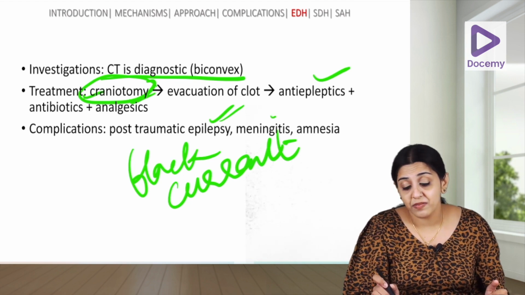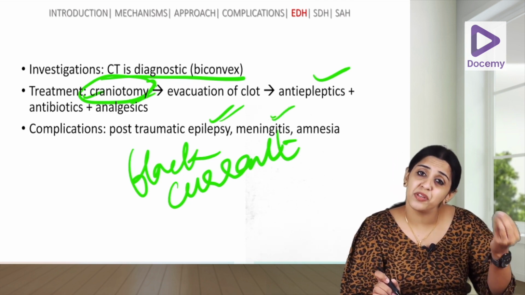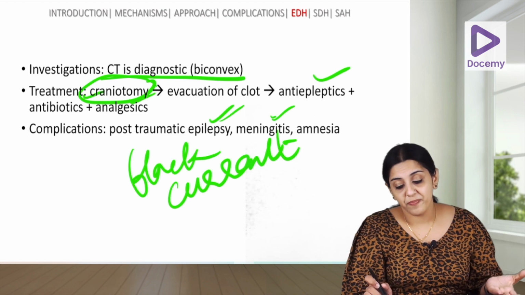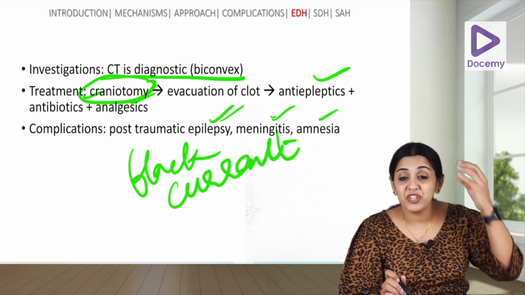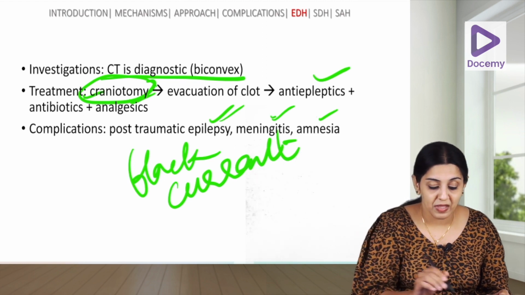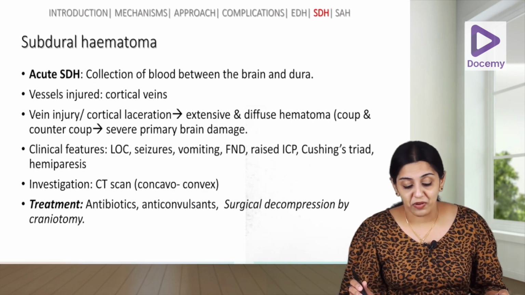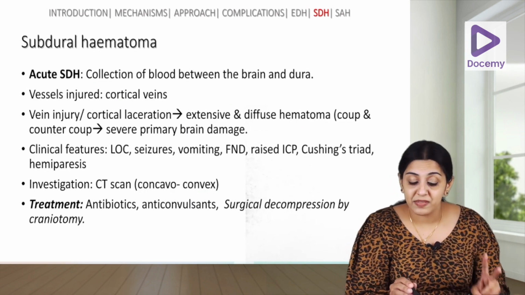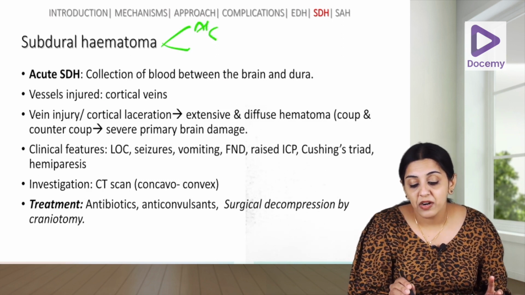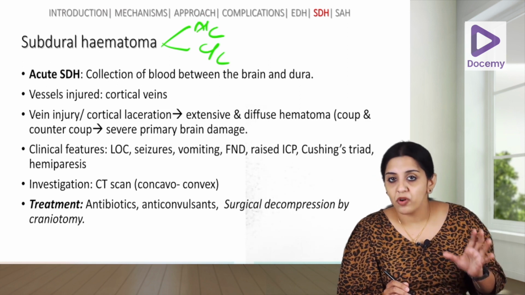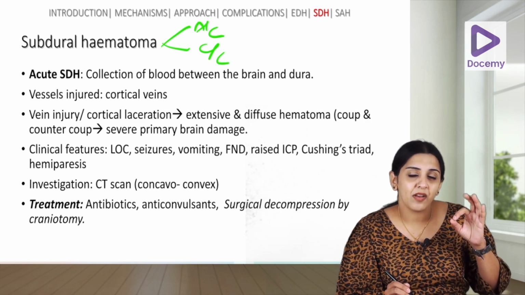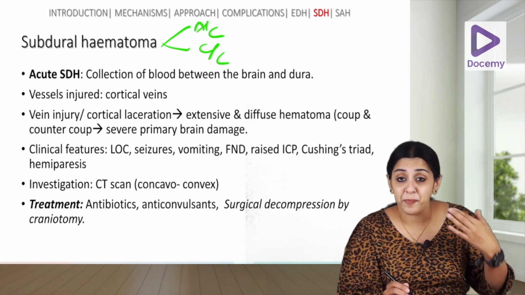Meningitis can occur because of infection, either due to the trauma or due to surgery, and amnesia also, depending on the place at which the hematoma develops. Now coming to subdural hematoma. Again, there are two types, acute as well as chronic. Acute SDH is typical of trauma, and the loss of consciousness is immediate and progressive.